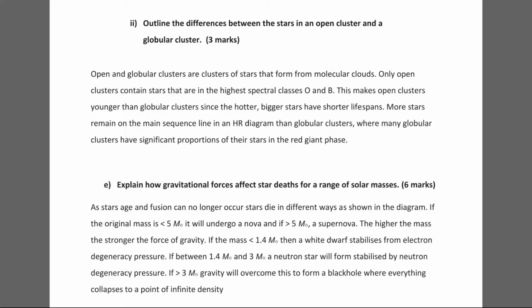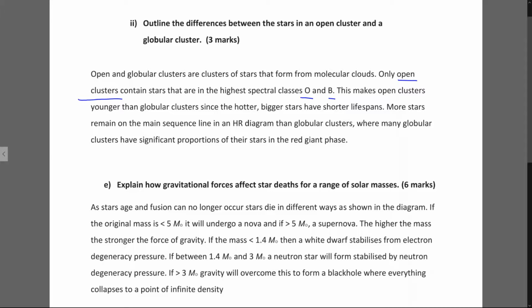More stars remain on the main sequence line in an HR diagram than globular clusters, where many globular clusters have significant proportions of their stars in the red giant phase. So, the key information I should say, is that only open clusters contain stars in the O and B class.